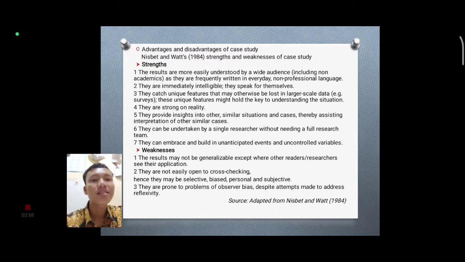And about weaknesses. Number one, the results may not be generalizable, except where other readers or researchers see their application. Number two, they are not easily open to cross-checking. Hence, they may be selective, biased, personal, and subjective. Number three, they are prone to problems of observer bias, despite attempts made to address reflexivity.